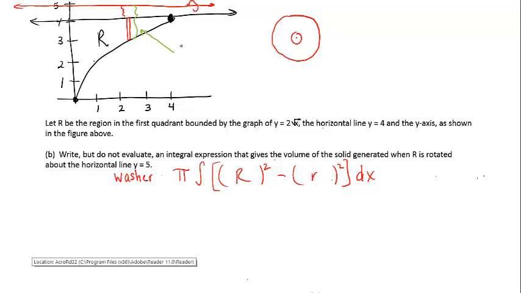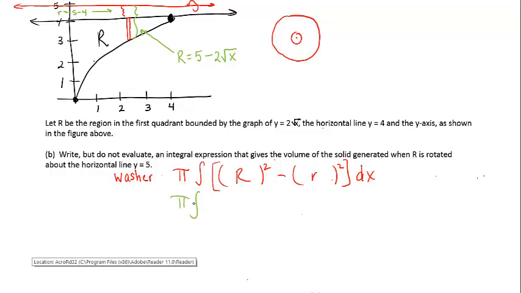So that's this part. Big R will be defined as the top curve, which would be 5, minus the bottom curve, 2 square root of x. And my little r is right here. It'll be defined as 5 minus 4, which just ends up being a 1.